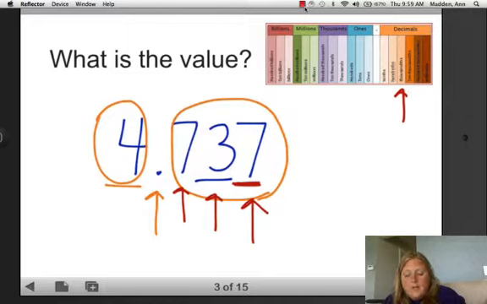What's the place value of the 3? The 3 is the second digit over. Looking at my place value chart at the top there, my second place value over would be the hundredths spot. So that number is 3 hundredths.